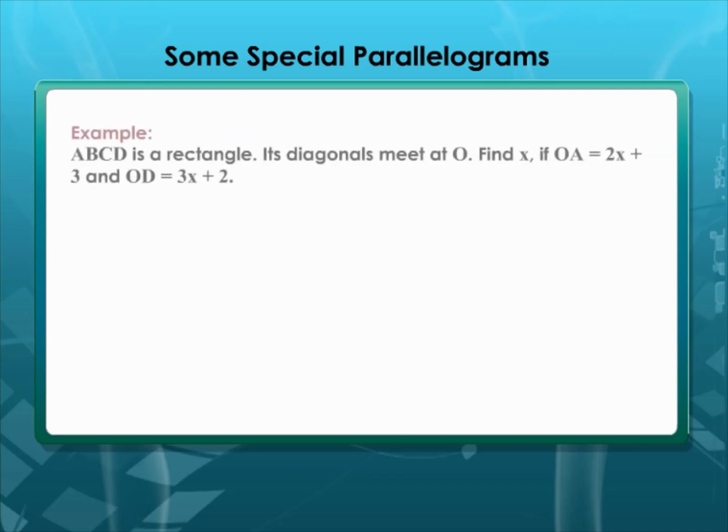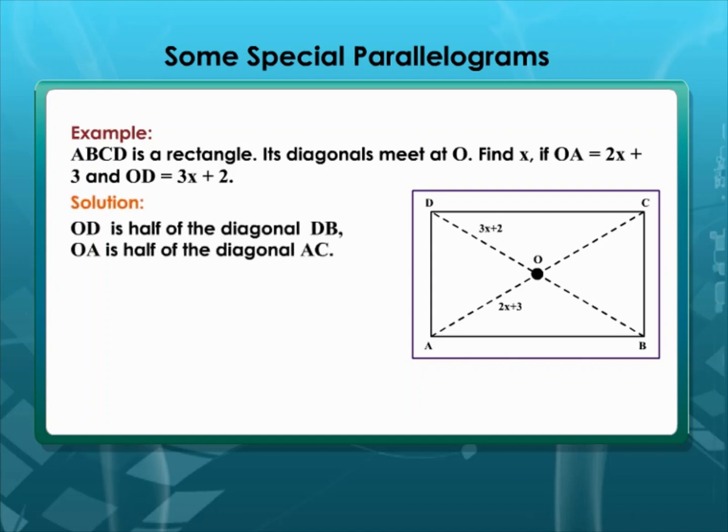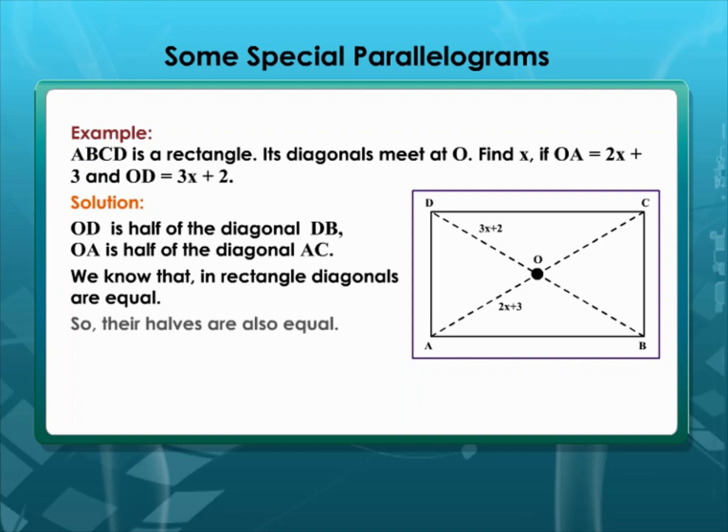Consider the example. ABCD is a rectangle. Its diagonals meet at O. Find x if OA is equal to 2x plus 3 and OD is equal to 3x plus 2. OD is half of the diagonal DB. OA is half of the diagonal AC. We know that in a rectangle diagonals are equal. So the halves are also equal. Therefore, 3x plus 2 is equal to 2x plus 3. 3x minus 2x is equal to 3 minus 2. We get x is equal to 1.